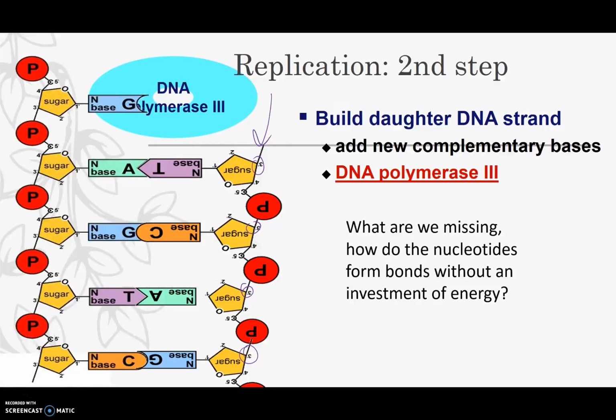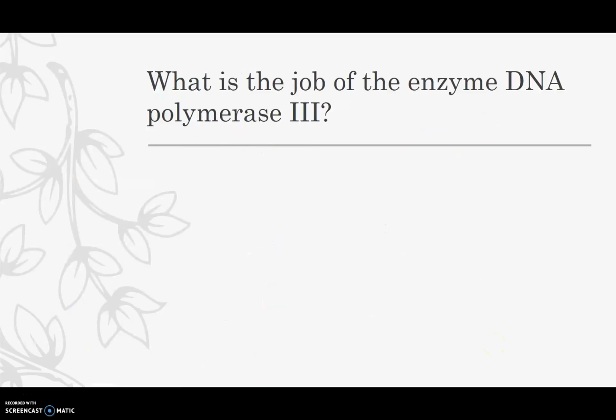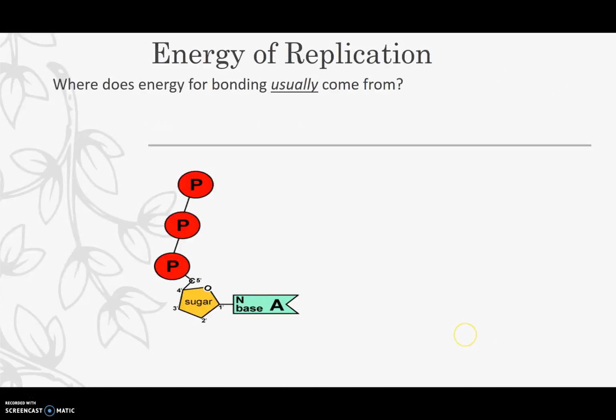But now, when we think about this, what are we missing? How do nucleotides form this phosphodiester bond without an investment or input of energy? If we're building a bond, that's got to be endergonic, right? Okay. So first, though, let's go ahead and write down what is the job of the enzyme DNA polymerase 3. All right. So now that energy, where does it come from?